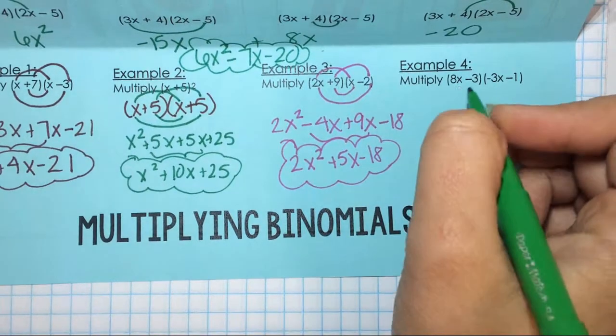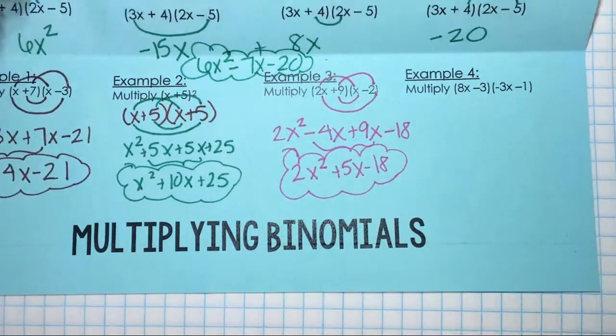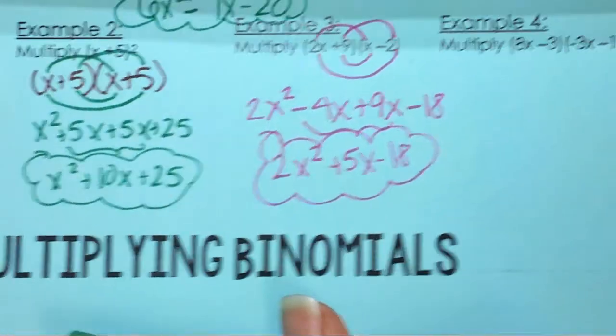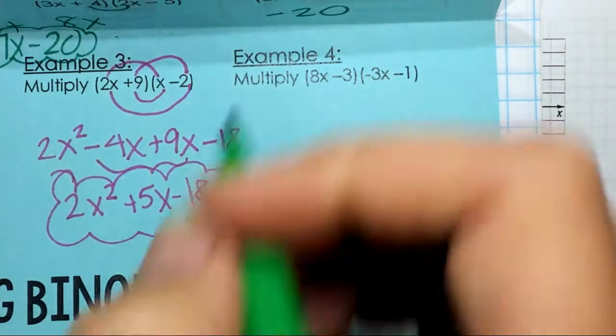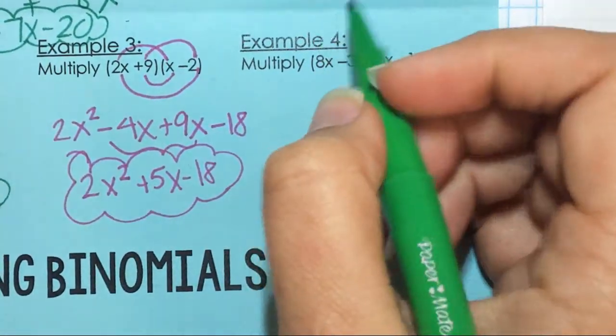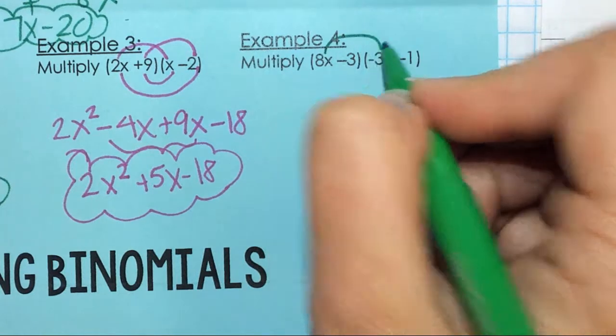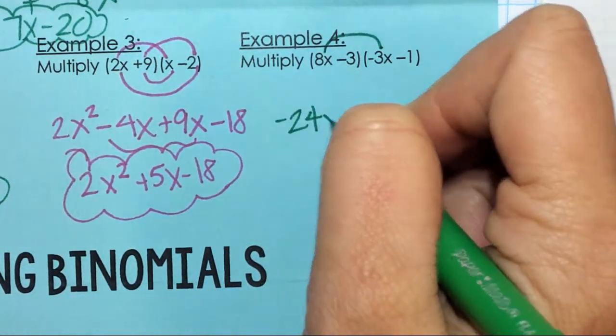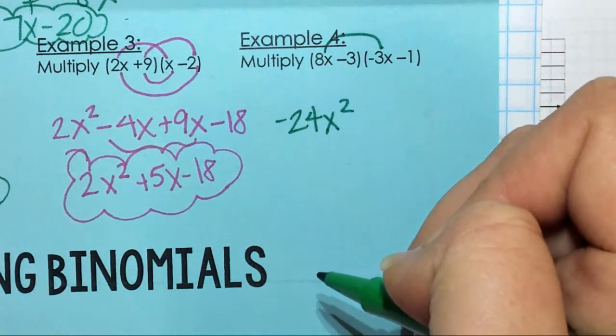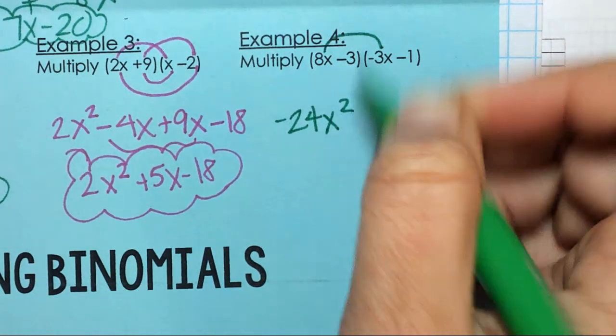So, for example 4, it's 2 binomials, so we use FOIL. That means we multiply. We start by doing the first 2 terms, which is 8x times negative 3x, so negative 24x squared. Do we agree or disagree so far?